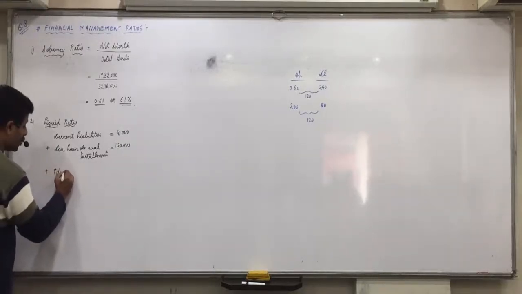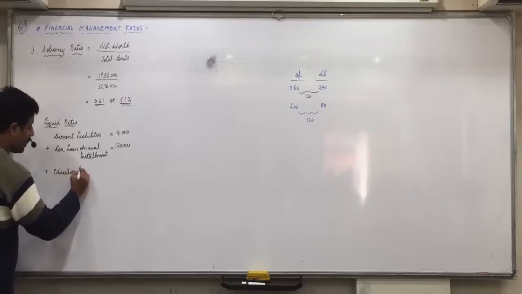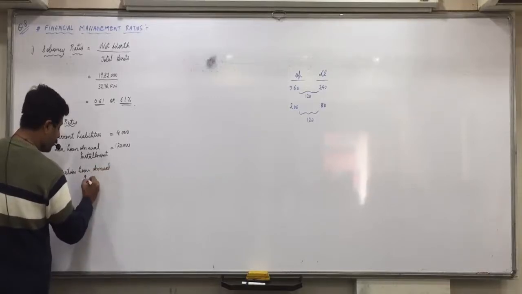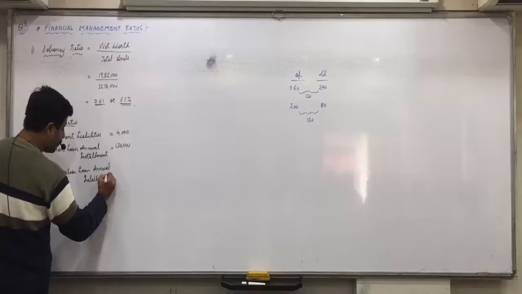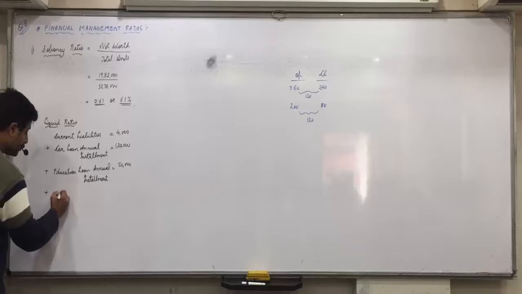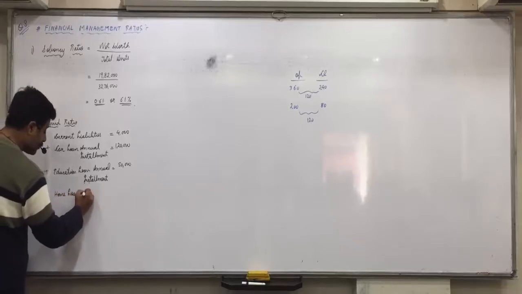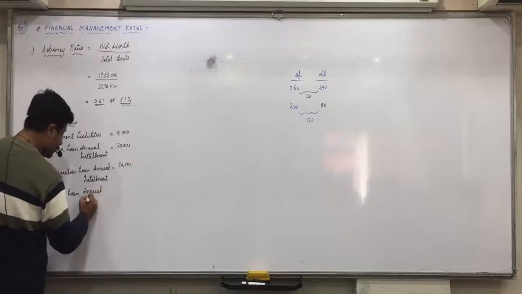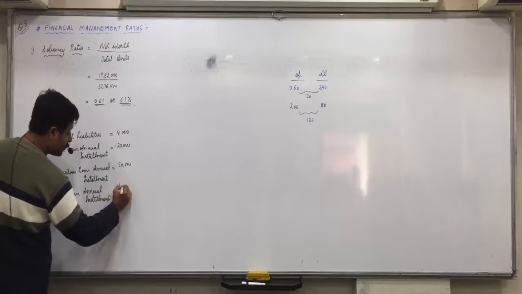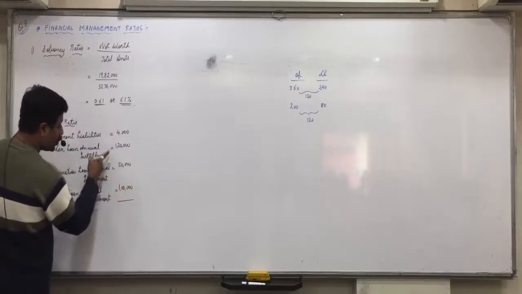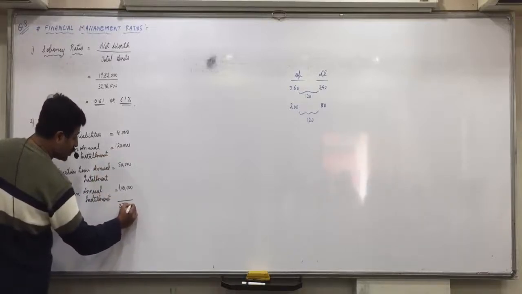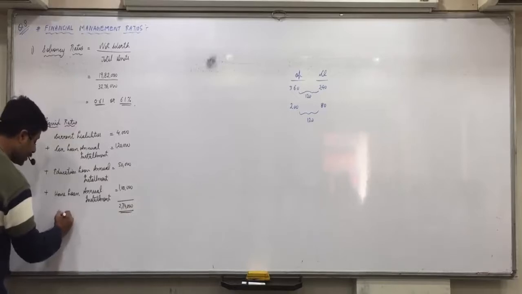Plus education loan annual installment, 50,000, plus home loan annual installment, 1 lakh. So 1, 2, 2, 70, 74. 2,74,000 we will take as current liabilities.